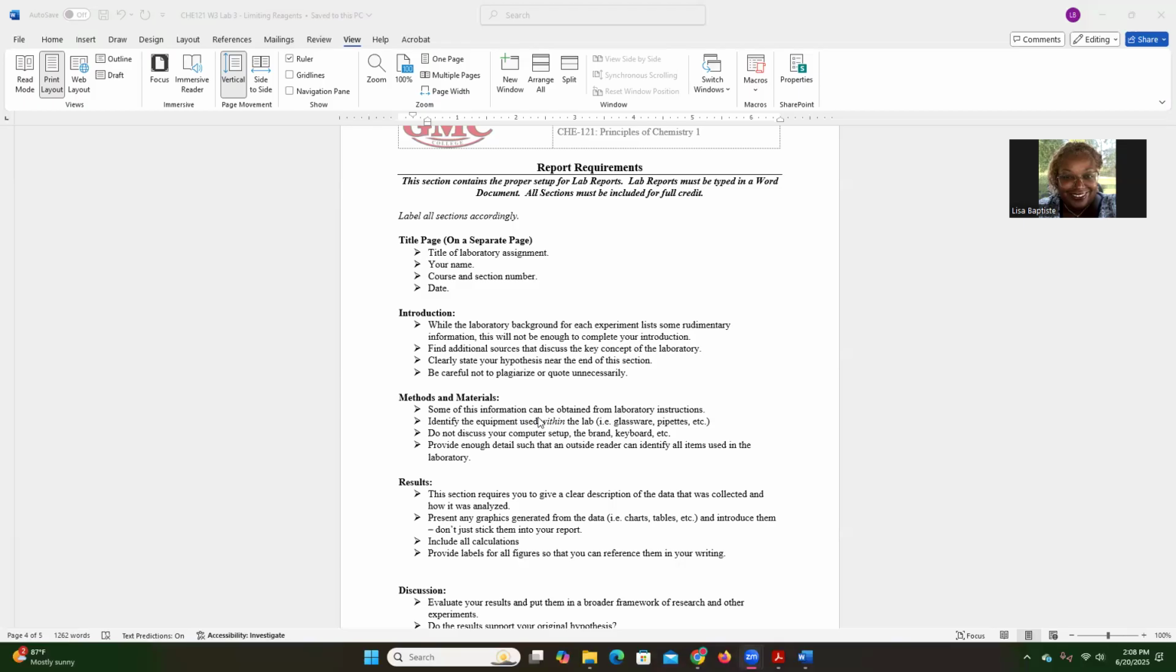And then methods and materials. So what equipment did you use for the lab? All the equipment, but I don't want it just listed. I want it written in paragraph form, okay? This is a lab report. We don't just list things out. We want to write those in paragraph form. Any laboratory equipment that you used, you don't have to include your computer setup and all of that, but you do want to include your glassware. You want to include your solutions that you use, your procedure. You want to discuss what you did in the lab.